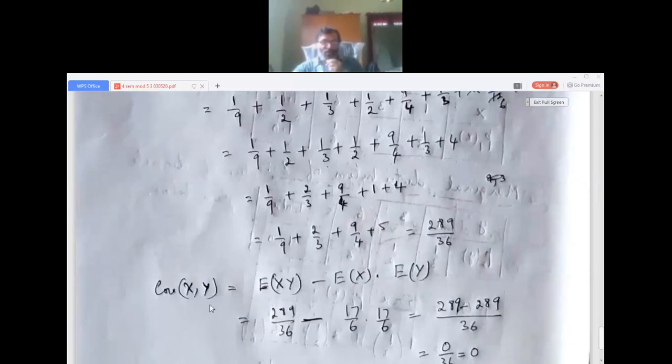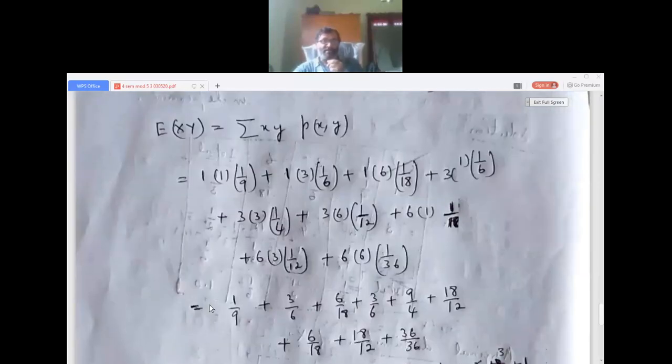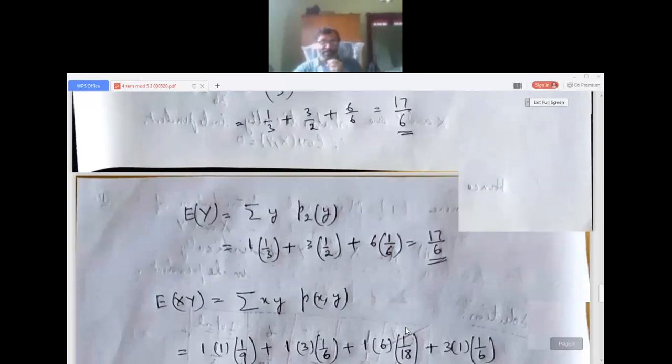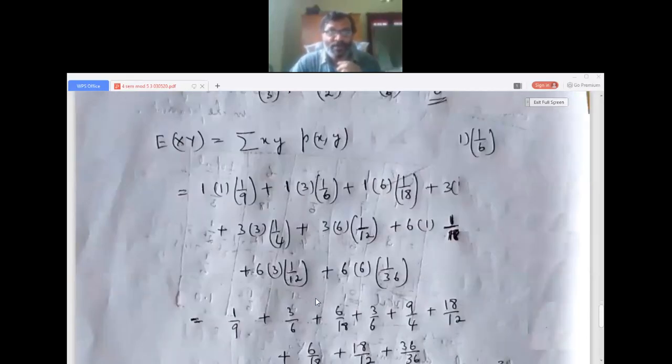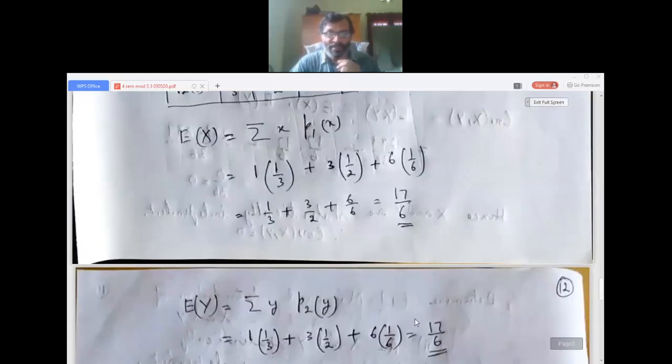Now I find the covariance. The question, the second part, is: are x and y statistically independent? Whenever they ask about statistical independence, you find the covariance of xy. The covariance of xy formula is E of xy minus E of x into E of y. So E of xy is 289 by 36, E of x is 17 by 6, E of y is 17 by 6.